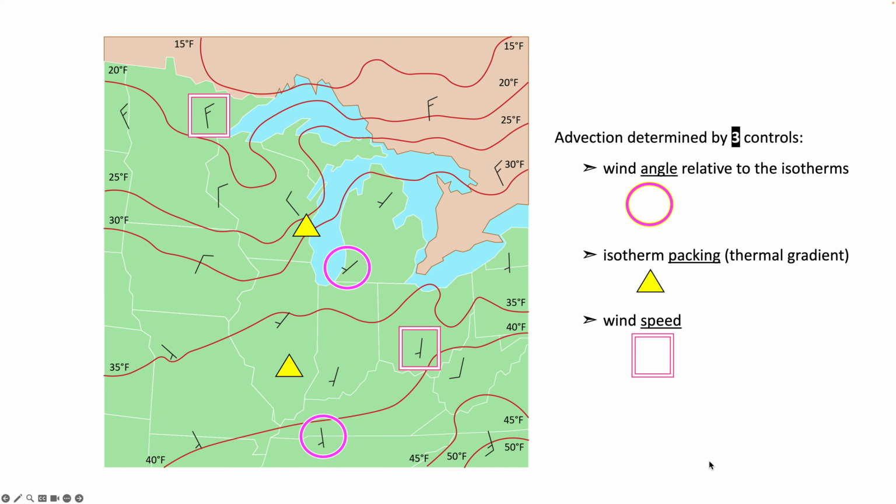So basically, again, these three factors that control our advection are wind angle, where advection increases as the wind angle gets closer to 90 degrees; isotherm packing, where the rate of advection increases as the packing of our isotherms, or our thermal gradient, increases; and wind speed, where, given all other factors being equal, the rate at which we get temperature transport from warm to cold or cold to warm will increase as the winds get stronger.